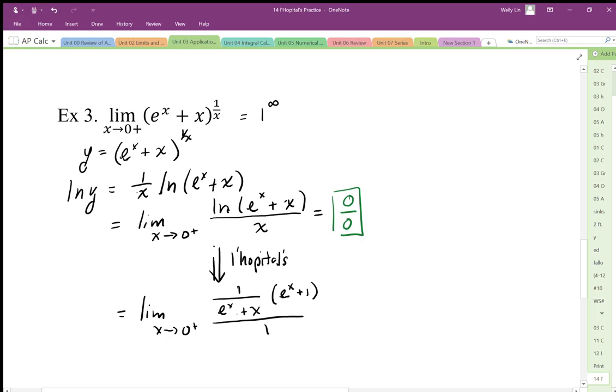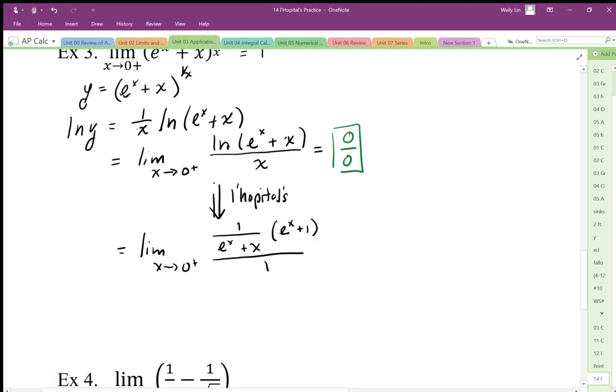Okay, so plugging in, it looks like we can evaluate this one here. I'm just going to simplify this before I evaluate it. So we end up with the limit as x approaches 0 of e to the x plus 1 all over e to the x plus x. So this ends up being 1 plus 1 over 1 plus 0. So we end up with the limit of 2.